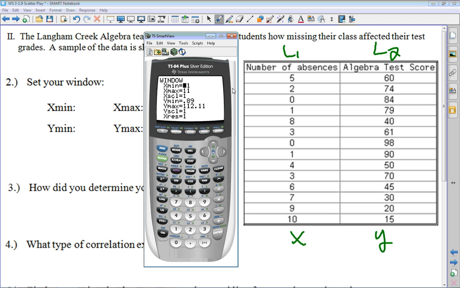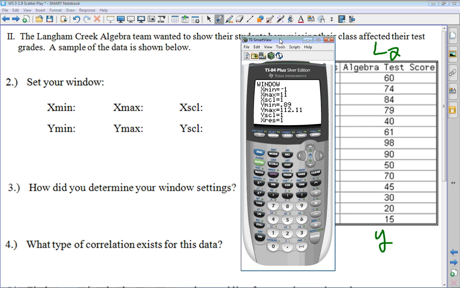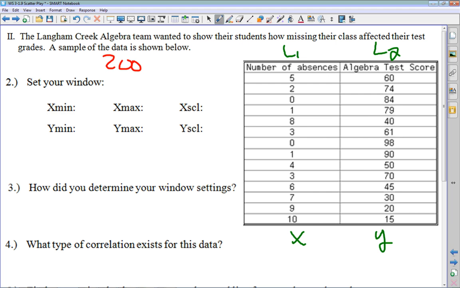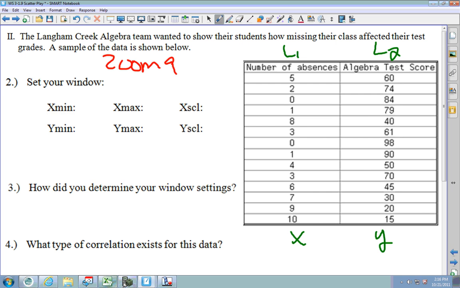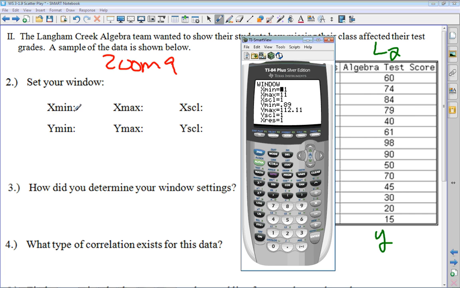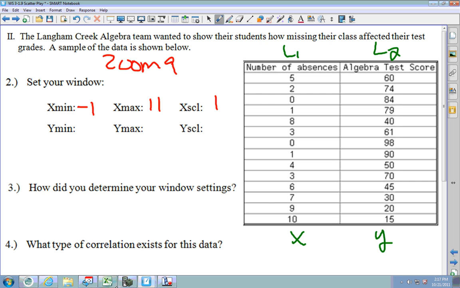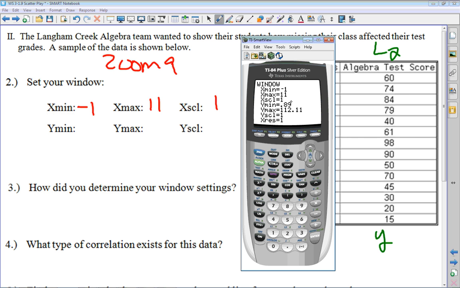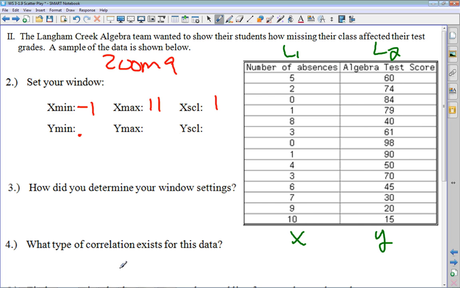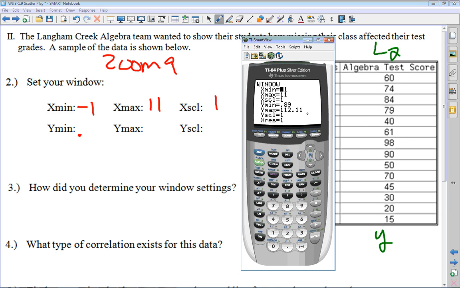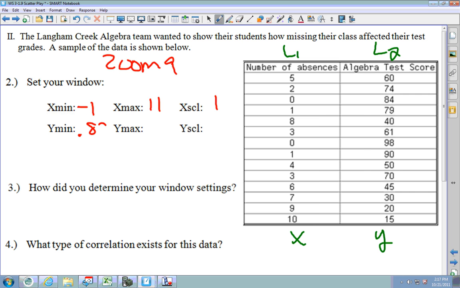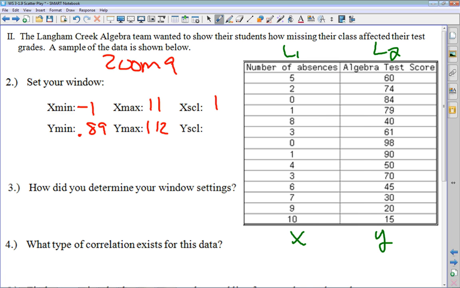Now I'm going to press window right here. There are my window settings. Remember, it was zoom 9. So let me go up here. Zoom 9 gave me my window settings. My x minimum is negative 1. The maximum was 1. All right, let's pull this up and look at it again. Here we go. See, negative 1, 11, and 1. Good. Y minimum, point. Oh, where'd it go? I didn't even see it. Was that 0.89 and 112.11.